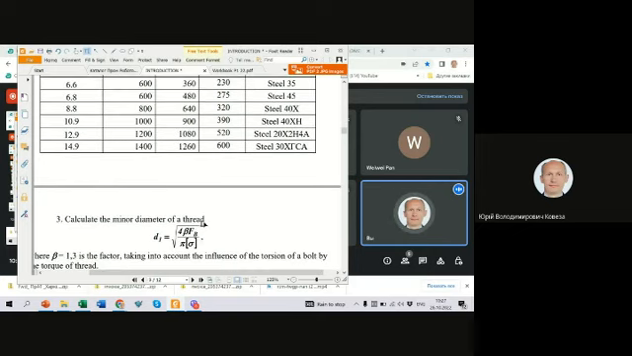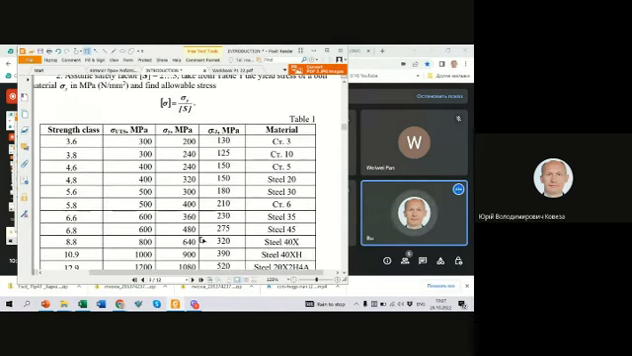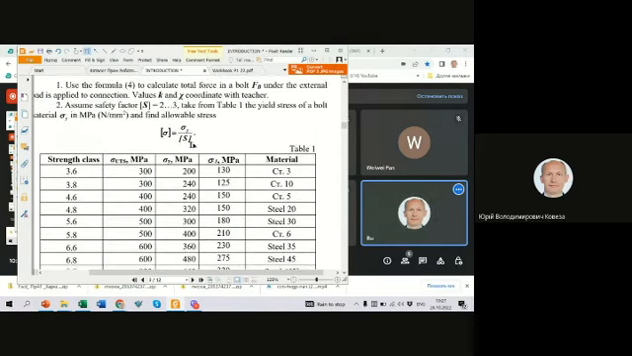Sorry. To find allowable sigma, we should use a formula like this. Sigma y is the yield stress for the bolt material, and S is the safety factor, 1 to 3. Better if we take 2. In such case, we will have the only direction to change, take D1 standard.